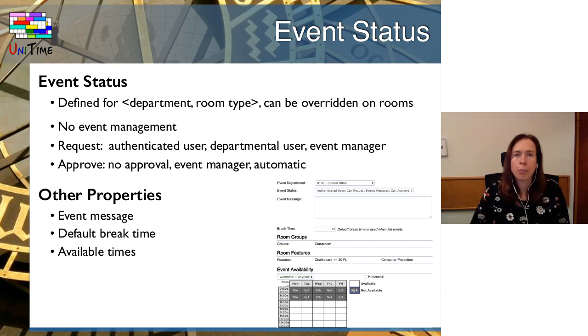There's another point of view of what you can set up for the events to work. So you can set up event status. That's what users can do, who can approve, who can request events, who can approve events. And it's always set up for a pair of department and room type. So for example, you say who can request events for classrooms at the computer science department.